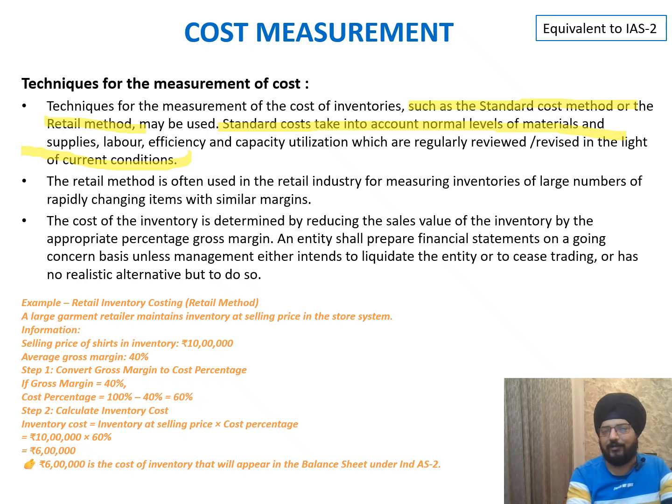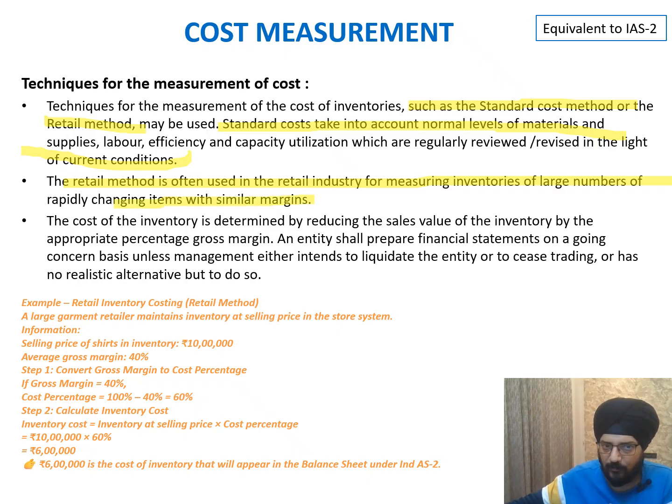However, for the retail industry, it is difficult to estimate by that method. Then we normally go by the retail method, which is often used in the retail industry for measuring inventory of a large number of rapidly changing items of similar margin. That is basically based on the gross margin percentage. The cost of inventory is determined by reducing the sale value of the inventory by an appropriate percentage of the gross margin. An entity shall prepare the financial statements on a going concern basis unless management either intends to liquidate the entire entity or cease trading.